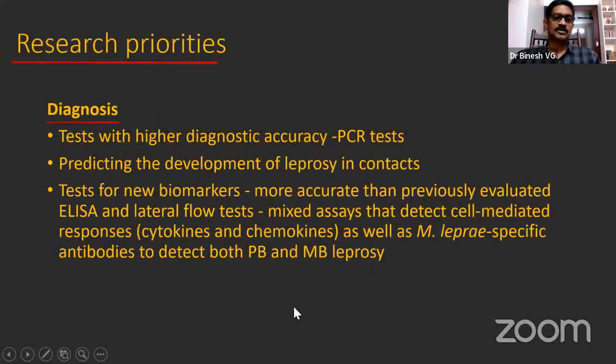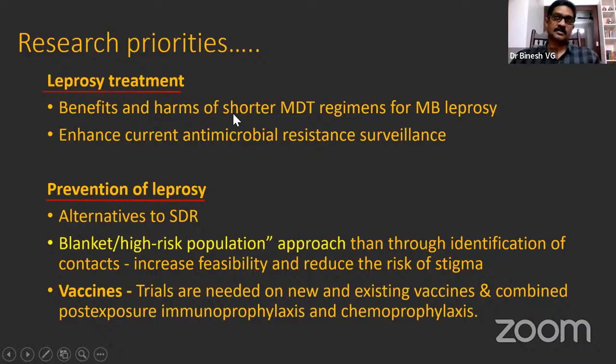And remember, there is a lot of research taking place now in the field of diagnosis of Hansen's. We are looking for more tests which can accurately diagnose it. Some biomarkers for monitoring the patients, and also regarding leprosy treatment, different regimens and antimicrobial resistance surveillance. Then regarding the prevention of leprosy, alternatives to single dose rifampicin, and giving chemoprophylaxis to all persons without doing contact tracing, to avoid the stigma of giving chemoprophylaxis. So these are the things that are taking place.